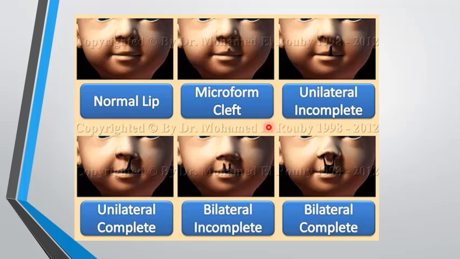This image also shows the diversities of cleft lip. Here is a normal one. Here is a microform cleft lip, which is a type where there is just a notch in the vermilion. Here is a unilateral incomplete cleft lip because there is a Simonart's band, as we said before. Here is a unilateral complete cleft lip extending to the nose. Here is a bilateral incomplete cleft lip, and here is a bilateral complete cleft lip.